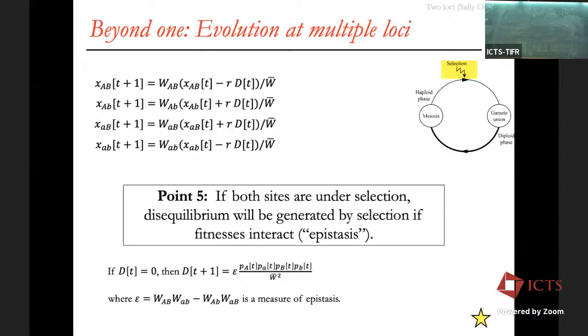To zero? Yes, we have just proven that if you have variation at both loci and no associations to begin with, if and only if this numerator is non-zero, will you have disequilibrium in the next generation?